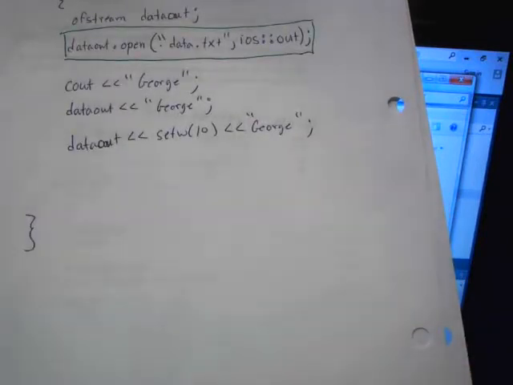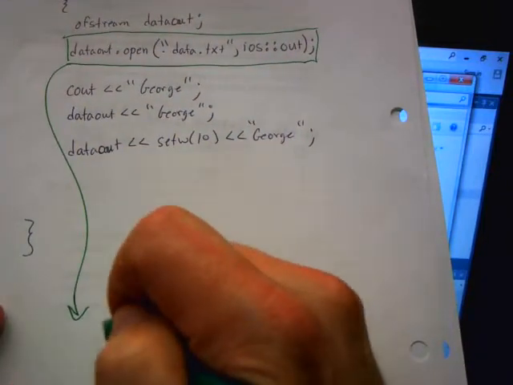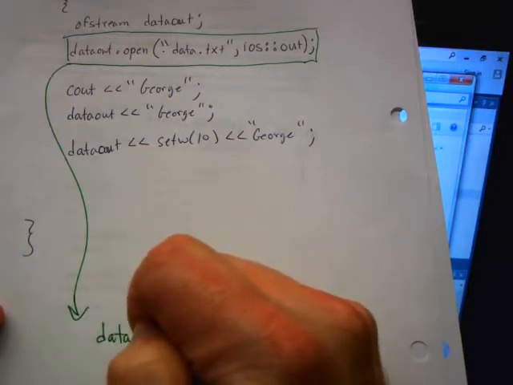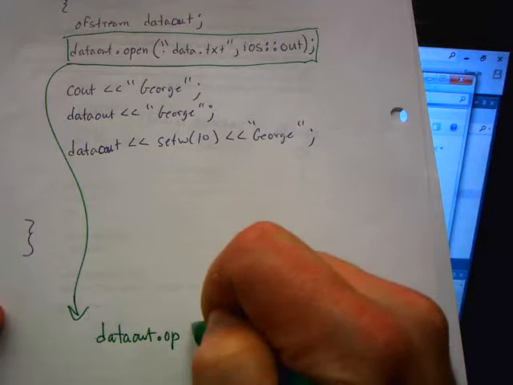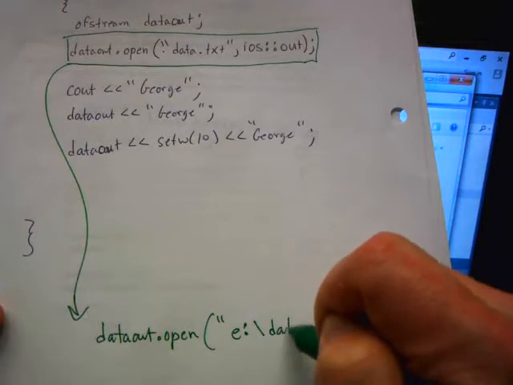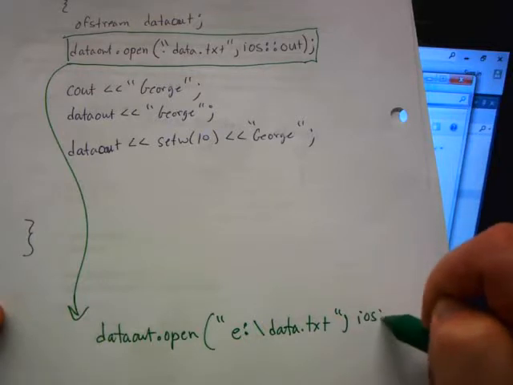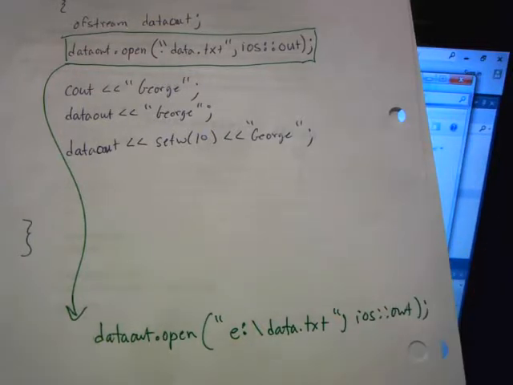I'm on the computer still, so it's hard for you to see. There we go. So this line, you would want to write data out dot open, quote E colon slash data dot text, comma ios out. And then it will write it to your memory stick, and then it's a whole heck of a lot easier to find. Okay?